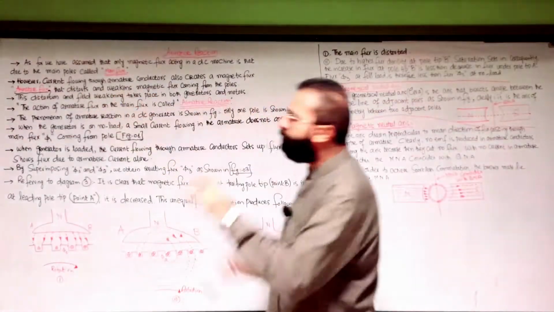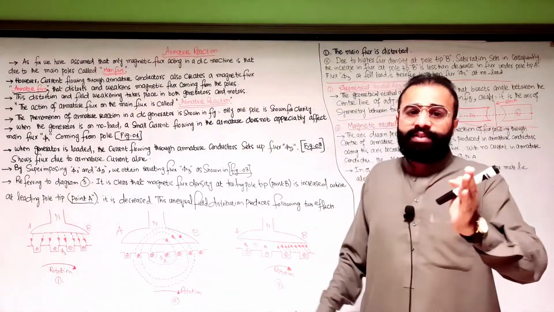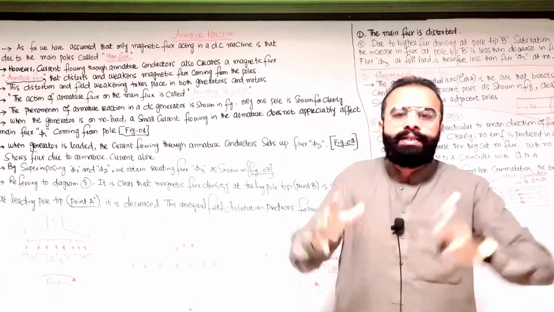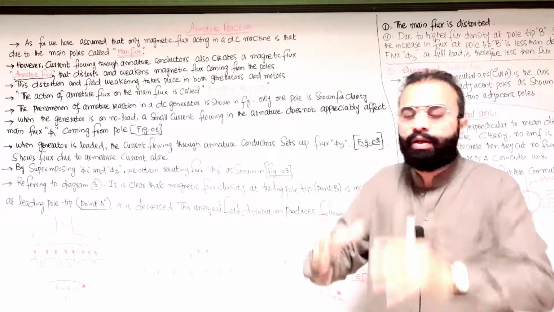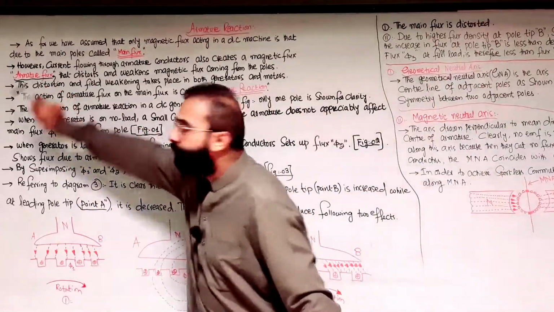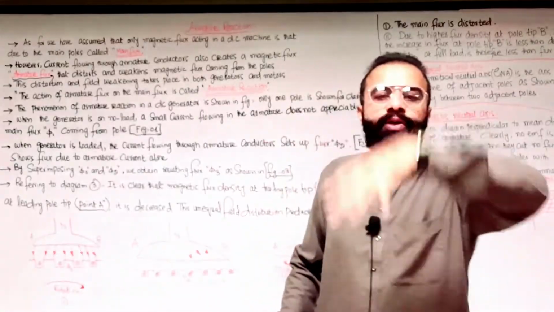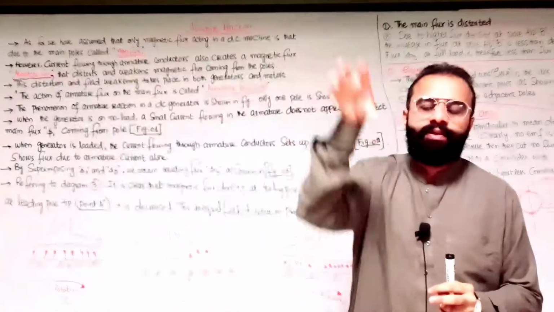However, the current flowing through the armature conductors also creates magnetic flux, which is called the armature flux. Whenever a DC generator is loaded, the currents induced in the armature conductors produce this magnetic flux. It is called the armature flux because it is produced within the armature conductors, and it distorts and weakens the main flux coming from the poles. Now this is the action of the armature flux on the main flux.